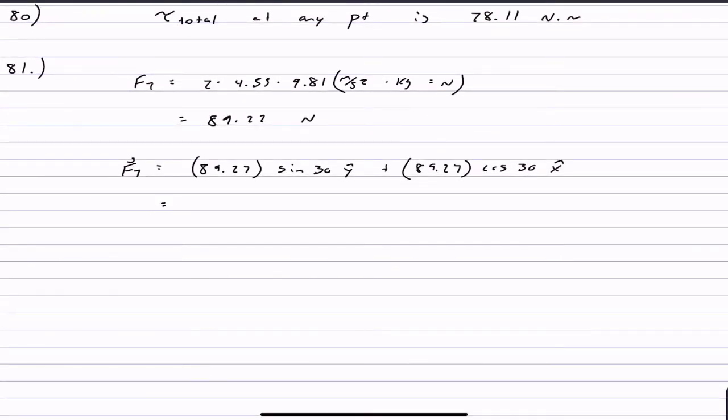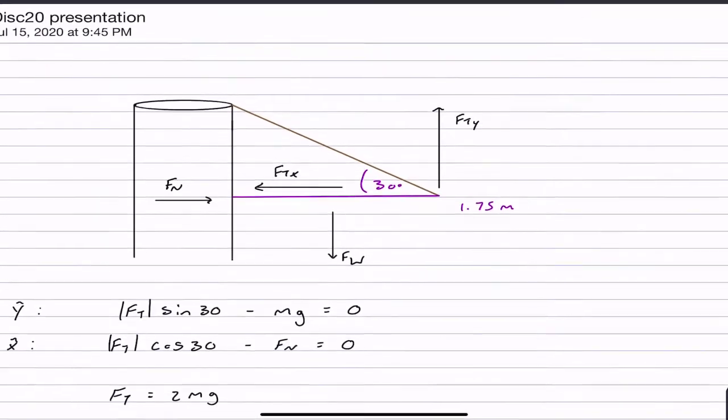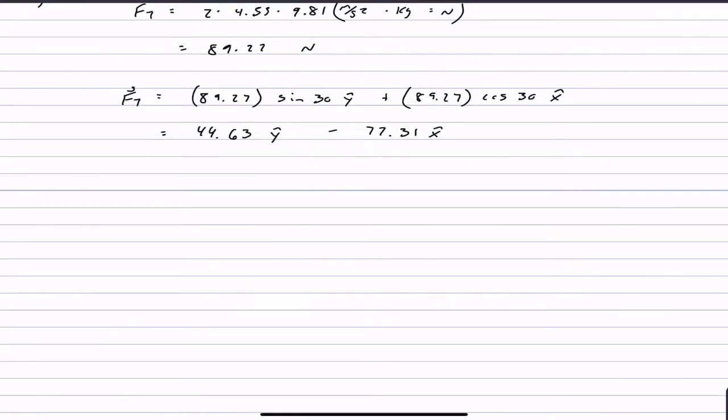Which equals two values of 44.63 y hat plus 77.31 x hat. But actually, this is a negative value. It's negative 77.31 x hat. So if you look at this, it's pulling in this direction, right? Negative x hat. Also, it makes sense that this is greater force because it's pushing against this pole and it has to stay up. So, next problem.